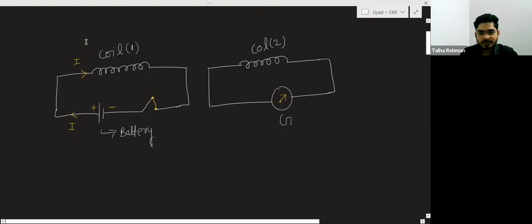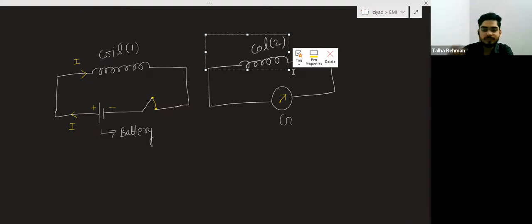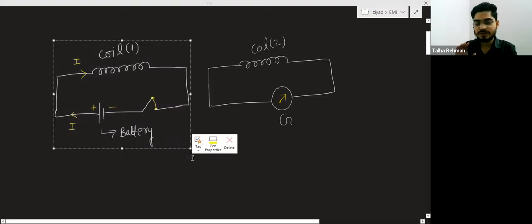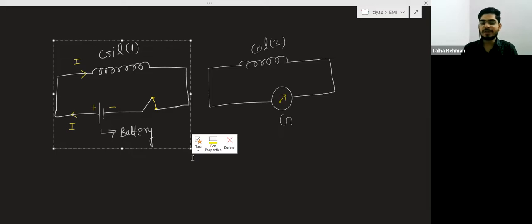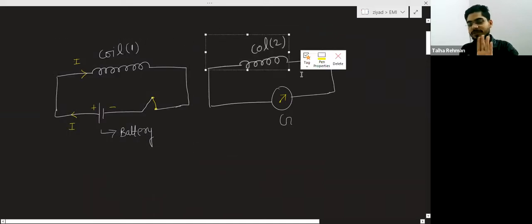Due to the current in this coil, it will produce a magnetic field, and that magnetic field will be at this coil also. Are you able to imagine it? This coil will behave as a magnet. I have told you a current carrying coil behaves as a magnet. So you can imagine this as a magnet and this as a coil. Due to this magnet, there will be some magnetic field at the coil too.